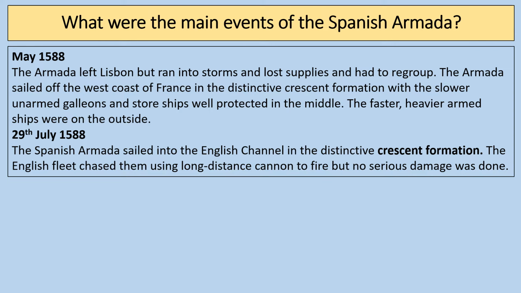By the 29th of July, the Spanish Armada sails into the English Channel in the crescent formation, and the English fleet chased them using long-distance cannon to fire at them, but no serious damage at that stage was done at all.